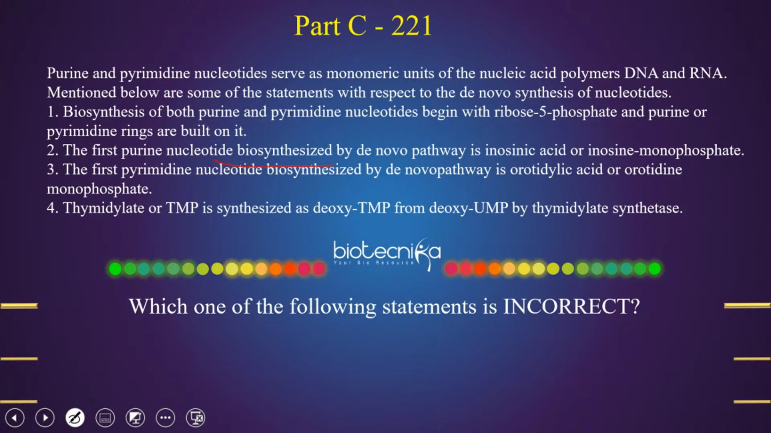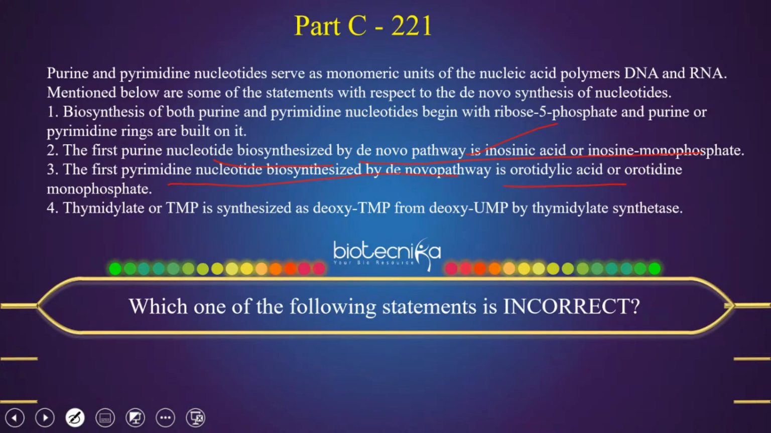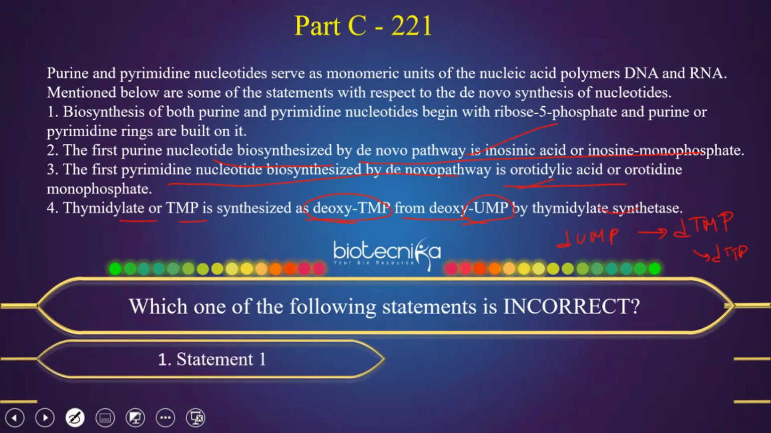The first purine nucleotide synthesized is inosine. Even this is correct. The first pyrimidine synthesized by the de novo pathway, where you make the nucleotides from scratch, is orotidylic acid or orotidine monophosphate. Even that is correct. And thymidylate or TMP is synthesized as deoxy TMP. Even this is correct, because deoxy UMP, that is simply dUMP, gets converted into dTMP. Then dTMP will get converted into dTTP. That's the sequence. So even this is correct, and the enzyme is also right.